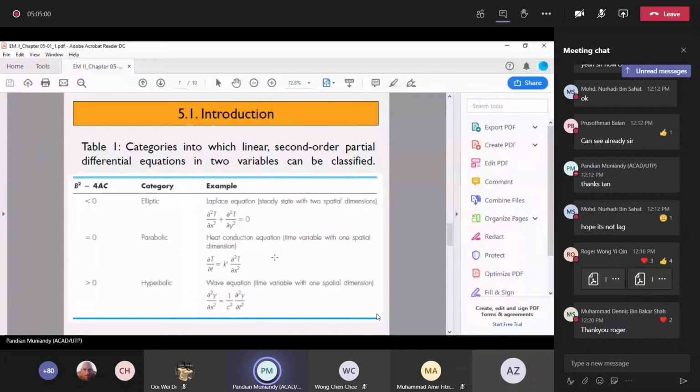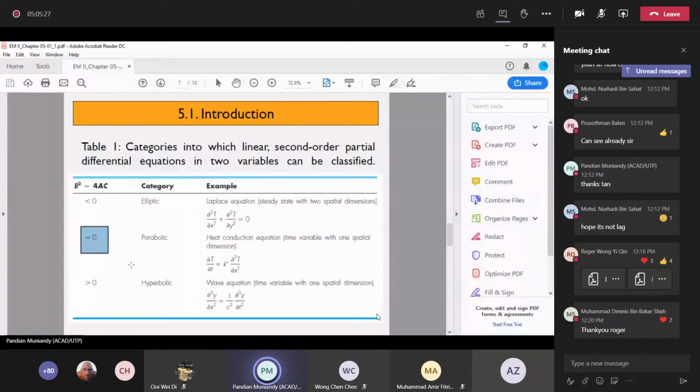So that is the input. Actually, we have two inputs, small t and x. Capital T is the temperature, the output. So in this case, the B squared minus 4AC must be equal to 0.